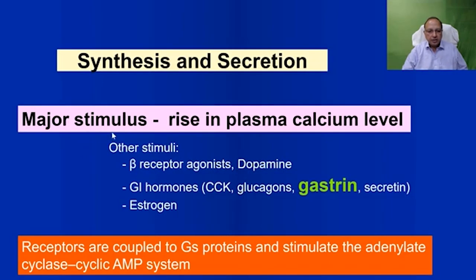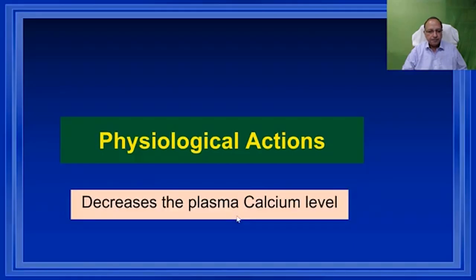The major stimulus for the secretion of calcitonin is a rise in the plasma calcium level. There can be other causes. One of the major causes from the GIT is the gastrin hormone secretion. The mechanism of action is via the adenylate cyclase or cyclic AMP system, and G protein coupled proteins are there. And what is the main physiologic action? Its main physiologic action is that it decreases the plasma calcium level.